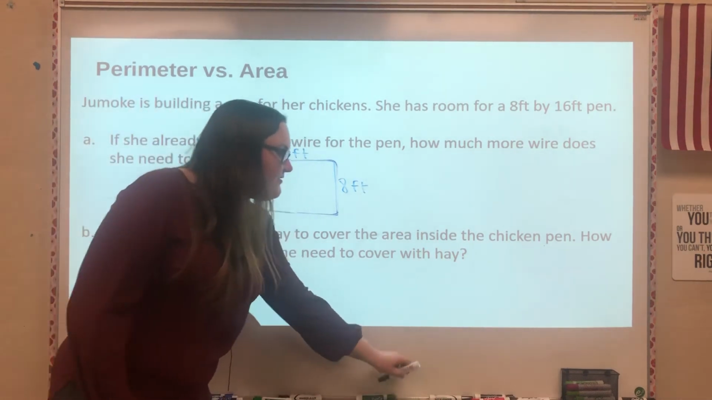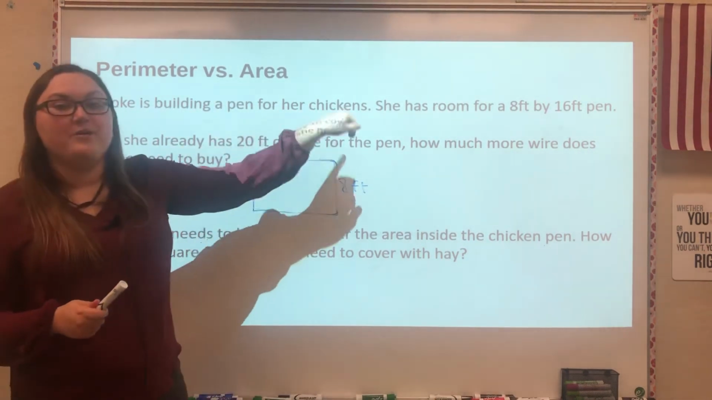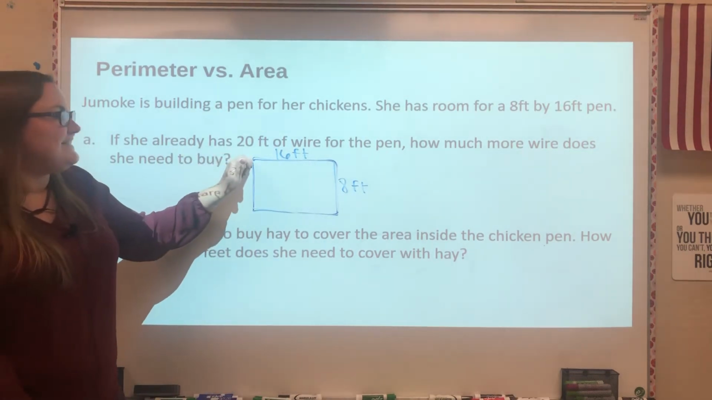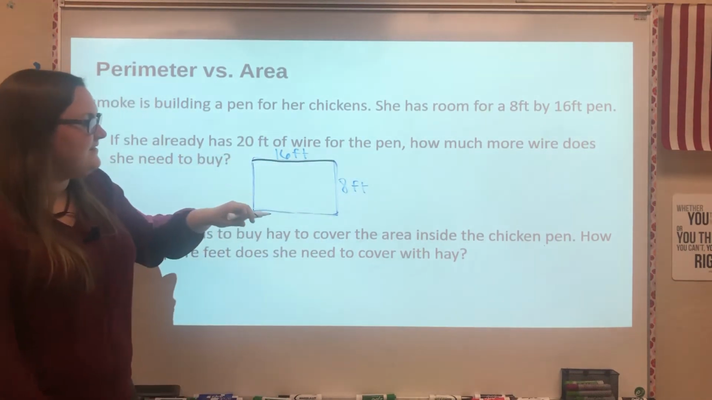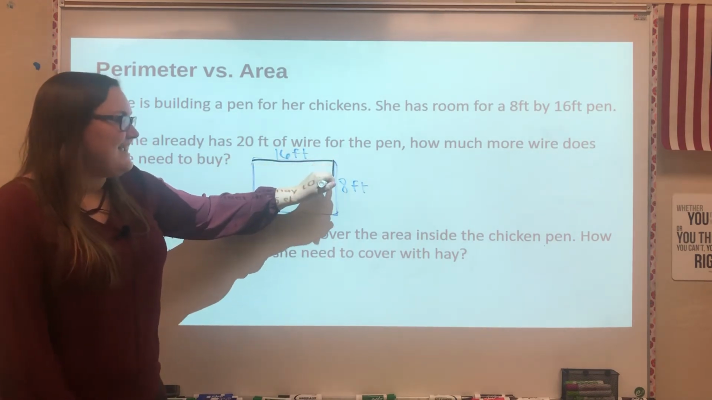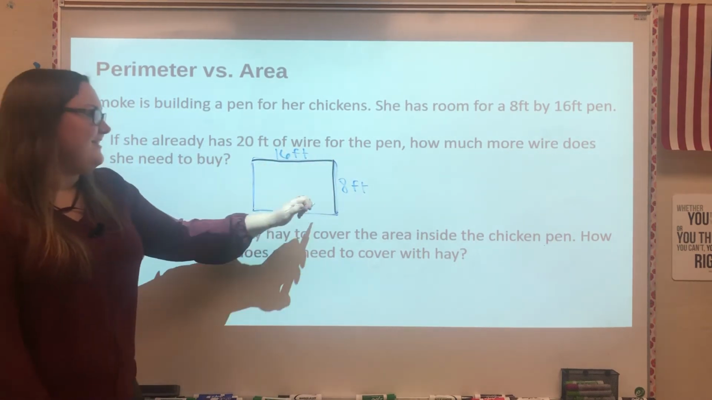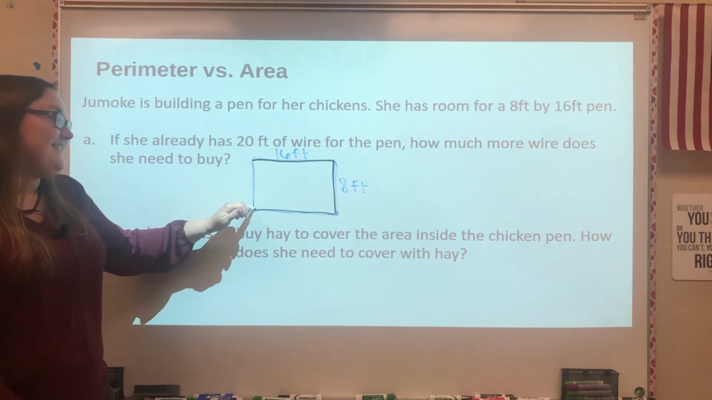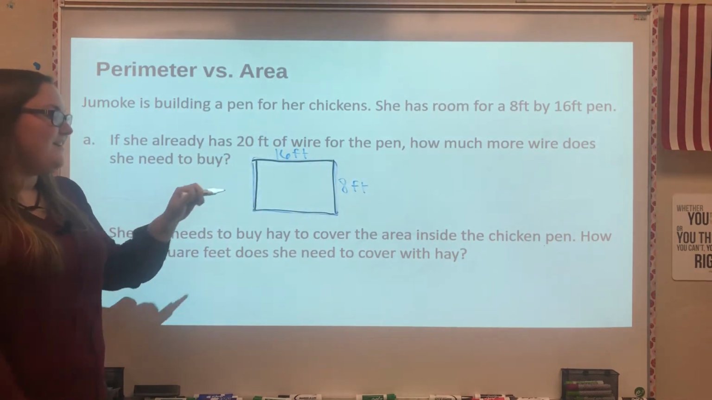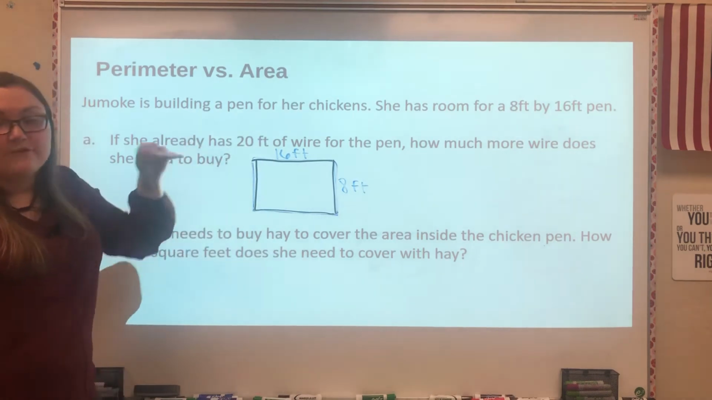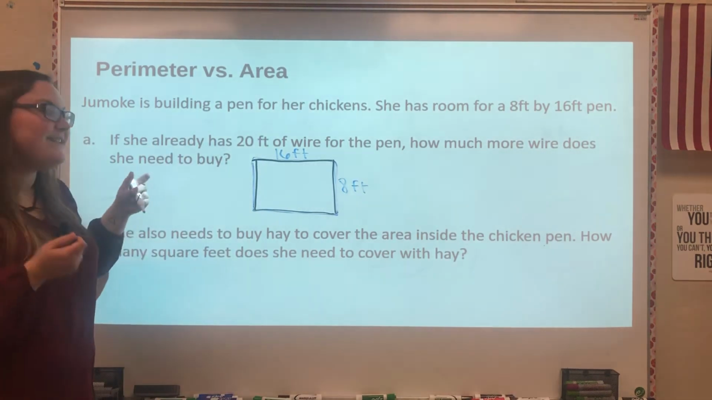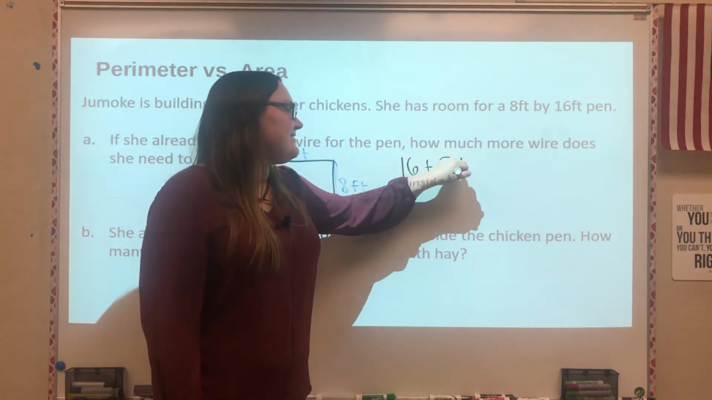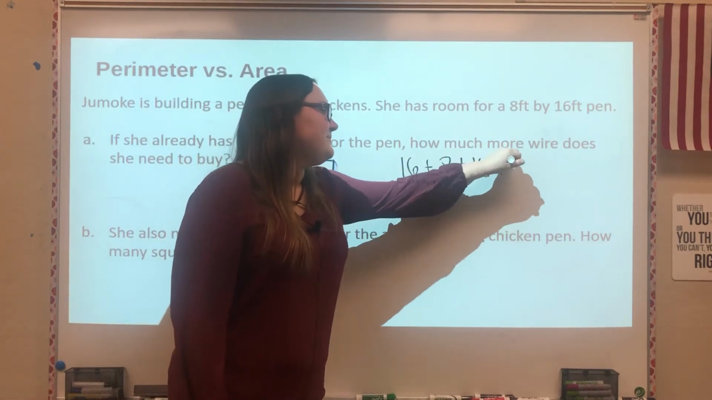In order to do that, I'm emphasizing we're going around something. Think about what you would do. Well, you would need 16 feet for this side. You would also need 8 feet for this side. You need 16 feet for this side. And you need another 8 feet for this side. In order to find out how much total feet you need, we're just going to add all those sides up. I'm going to add 16 plus 8 plus 16 plus 8.